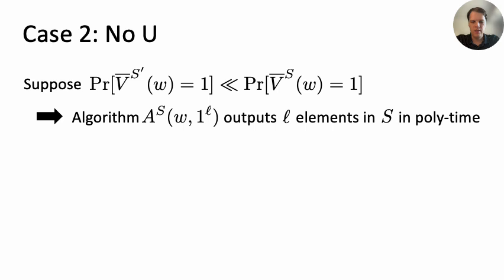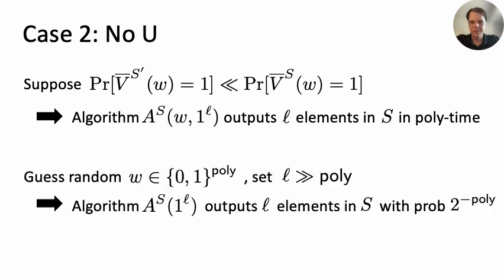So the consequence of this is that under the assumption that S prime is accepted with probability noticeably less than S, we can actually get an algorithm that outputs elements in S in polynomial time, and it can output as many elements in S as we would like.